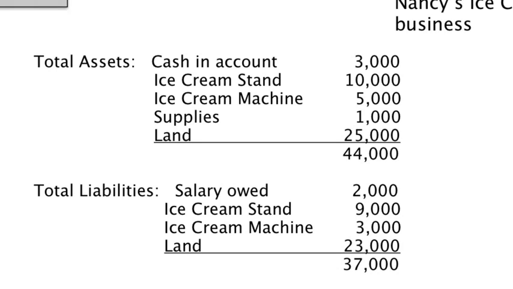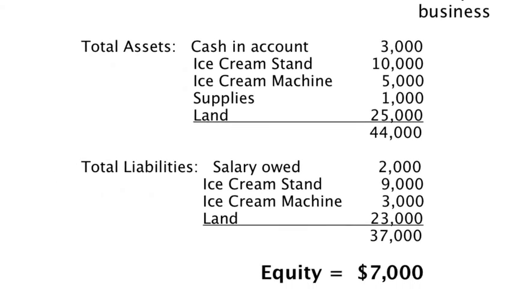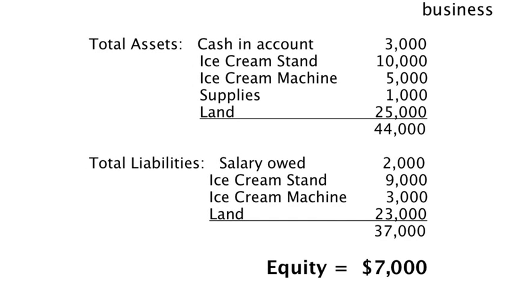So what we got to do is we just take those total assets, we subtract the total liabilities, and we see that Nancy's equity in this business, and the equity is just the difference between those two, is $7,000. So this sheds a whole lot of light on Nancy's ice cream stand.